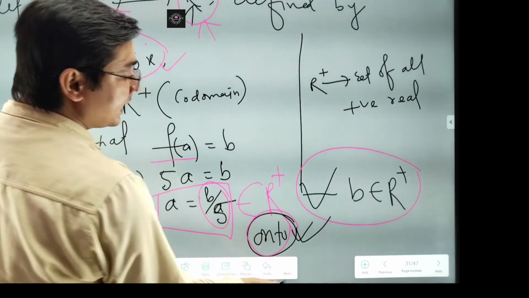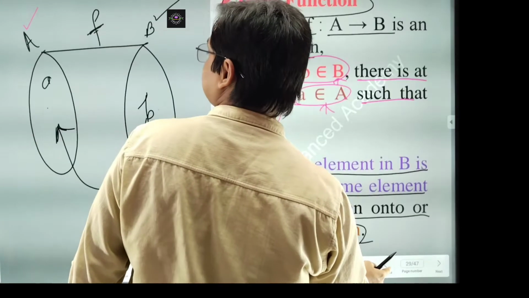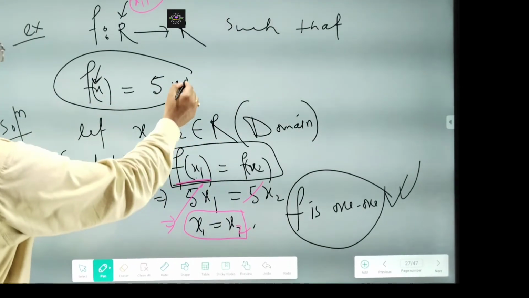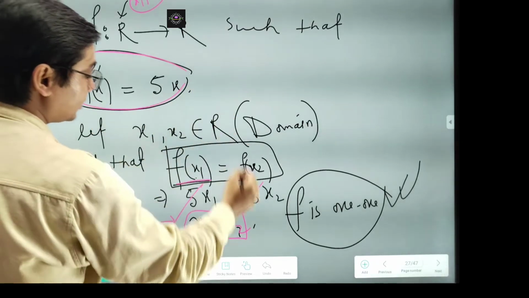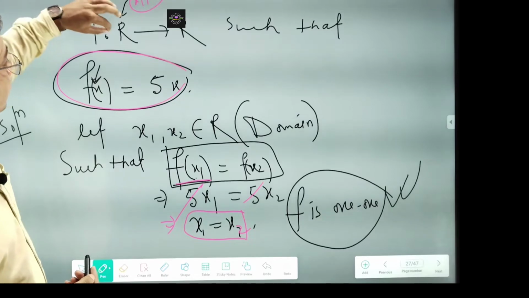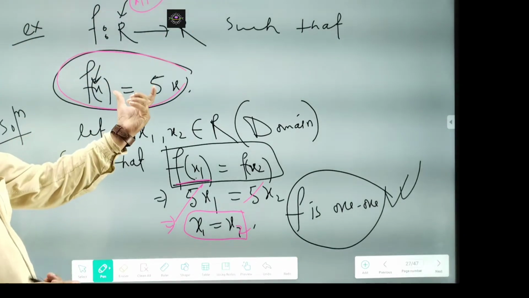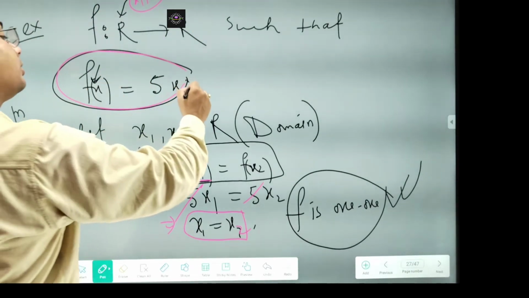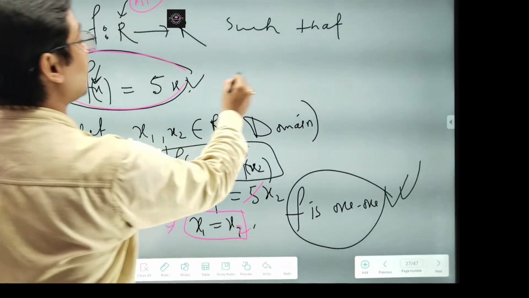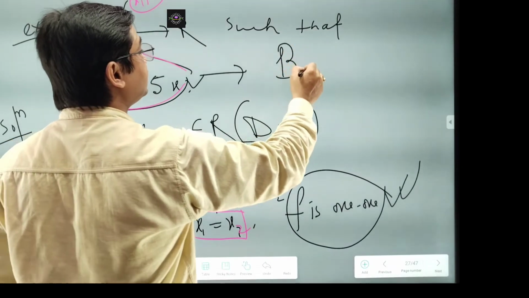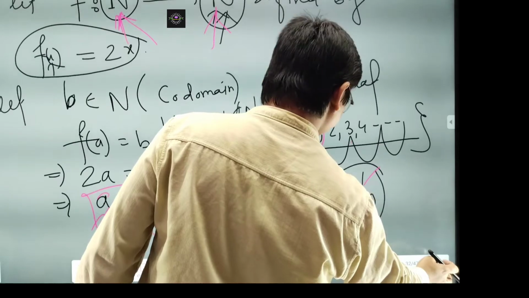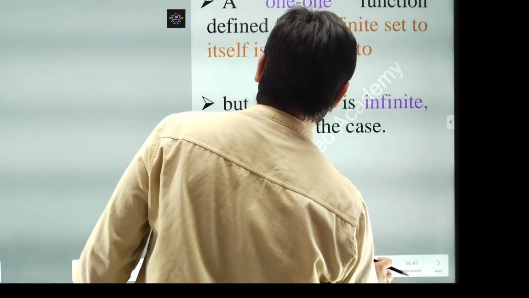This is onto, as well as you see in case of one-one, the same function we have considered here. Yes, you see f of x is equal to 5x. This is also one-one. So what we can see here, this function f from R to R such that f of x is equal to 5x is one-one as well as onto. That means this function is bijective. Yes, bijective. So this is an example of a bijective function.